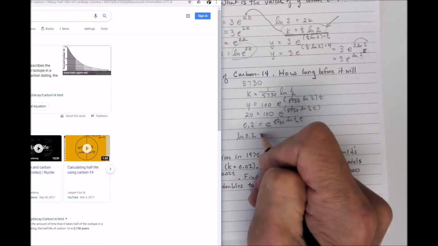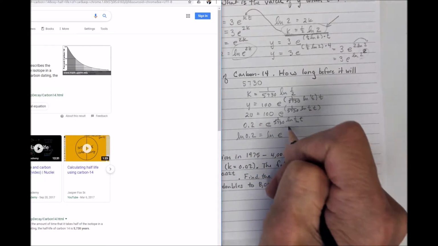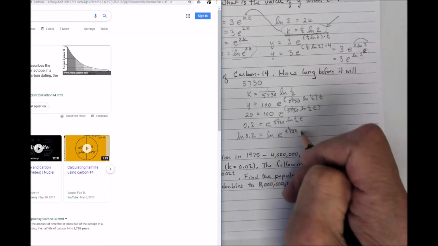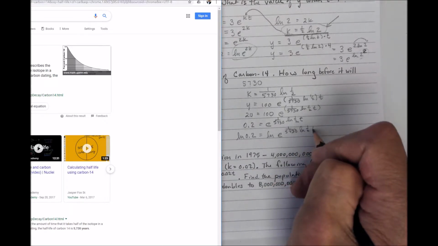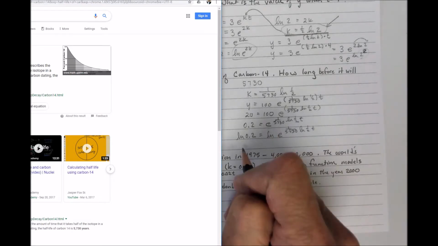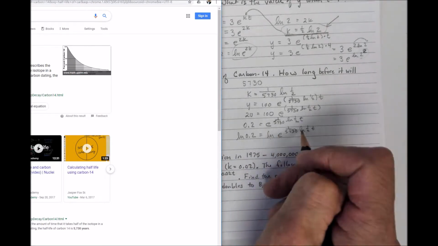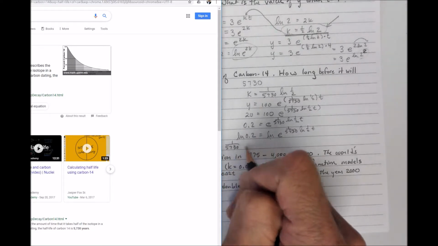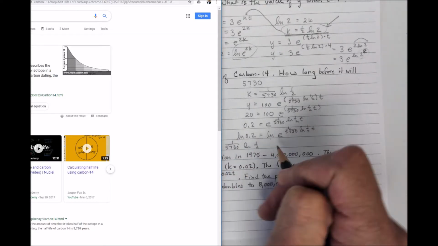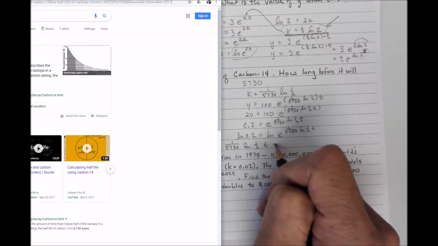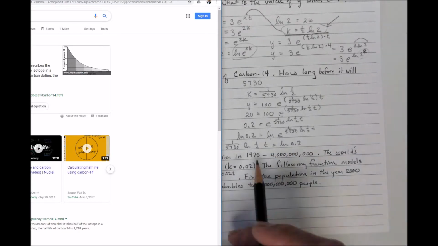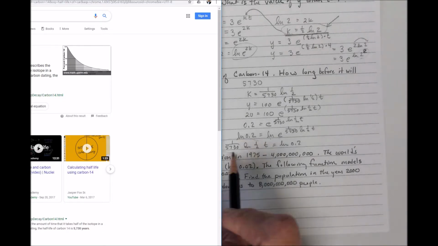Yikes. This just gets messier and messier. If I was smart, I would have written this out as a decimal. Natural log of 1/2 t. And of course, that means I'm going to have the natural log of e to a power is that power, so I have 1 over 5,730 natural log of 1/2 t is equal to the natural log of 0.2. I'm going to divide both sides by this number.